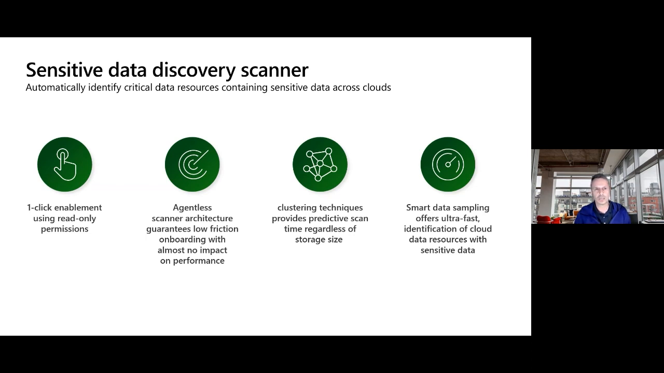As I mentioned, it is done by one-click enablement. You just enable our plan and the scanner immediately will identify your data estate. We are an agentless scanner architecture, meaning you don't need to install anything to be able to use our solution. We are employing clustering techniques to be able to provide you predictive scan, so you know how long it will take until you have results. And we are also employing smart data sampling to provide a really ultra-fast scanning capability to identify all your cloud resources and all the sensitive data that is there.